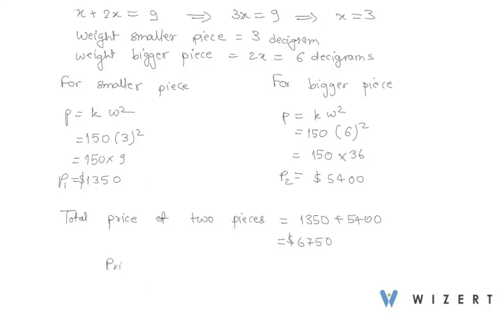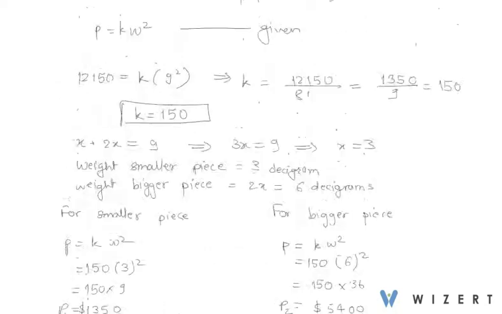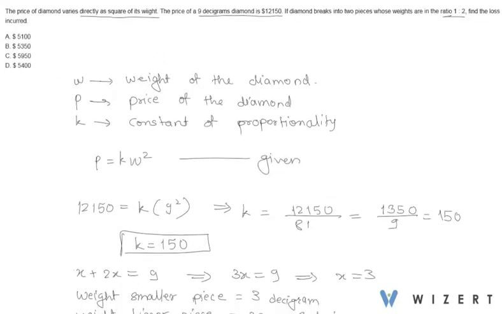The price of the whole piece was equal to $12,150. So what will be the loss? Loss will be 12150 minus 6750. So that is equal to, let's see, 0 and 5 are 5, 0, 11 minus 7 is 4 and 12 minus 7 is 5. So we get loss equal to $5,400. Let's see what the options are. Yes, the answer is option D.